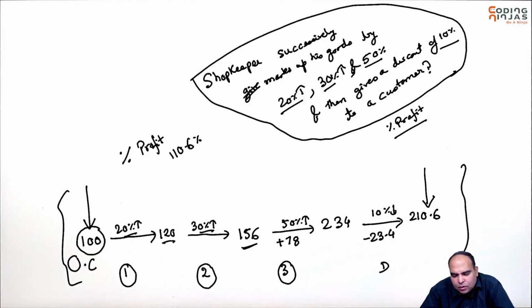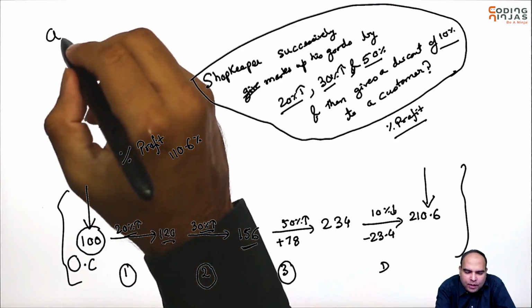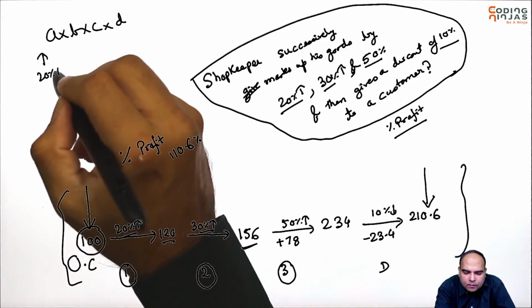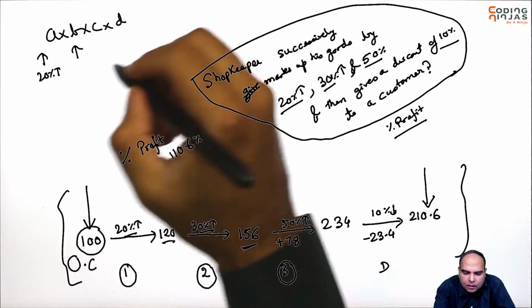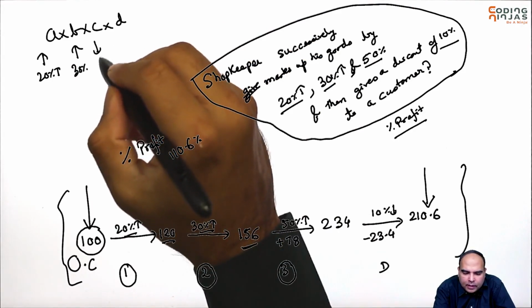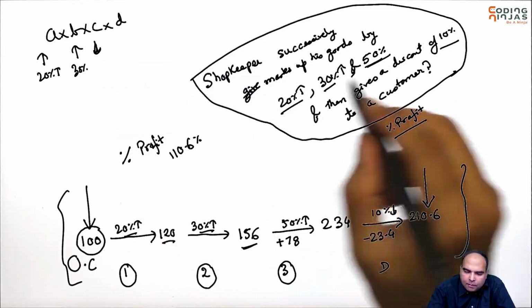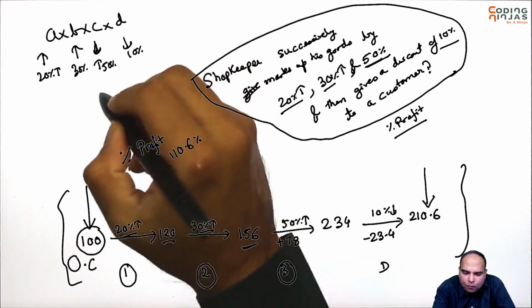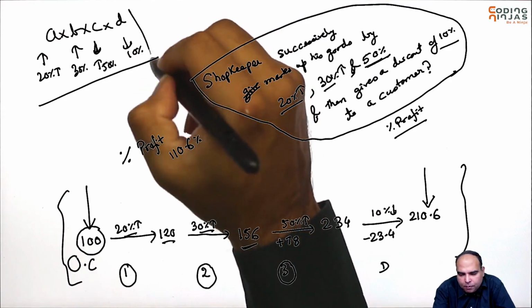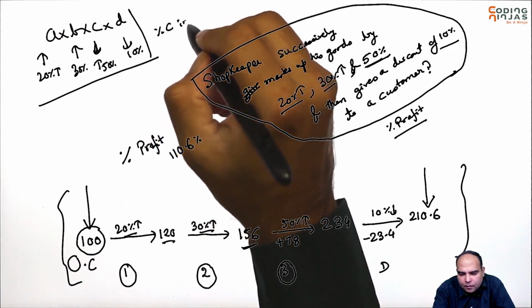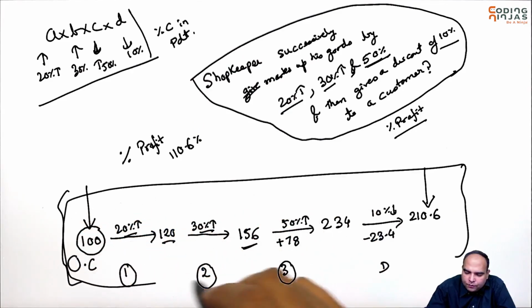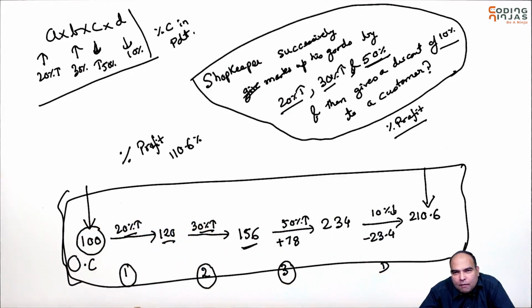Now, as you realize, if I had taken a product A into B into C into D, and increased by 20%, increased by 30%, increased by 50% and decreased by 10%, and I wanted to know what is the percentage change in the product, as you can imagine, the same structure exactly will play out.